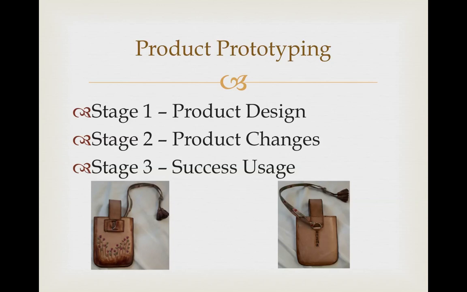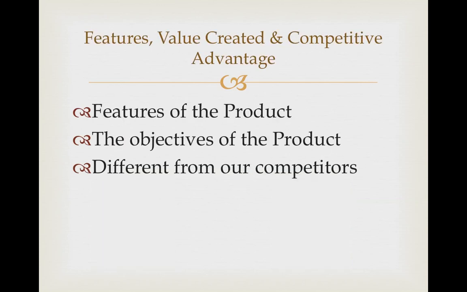And the final stage was a success stage, where there were no additional changes and the phone case came out perfect. You can see the picture of our phone case, where you see the initials on the front, the initials, the flowers, this is the engraving, and the back of the phone where the Kozha case engraving is, and the leather straps.